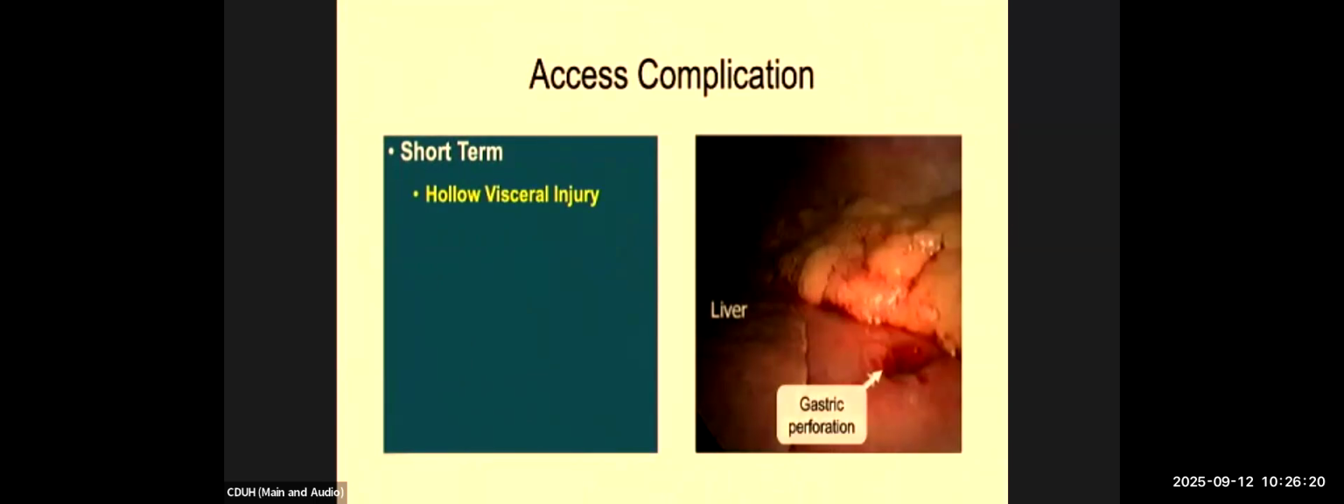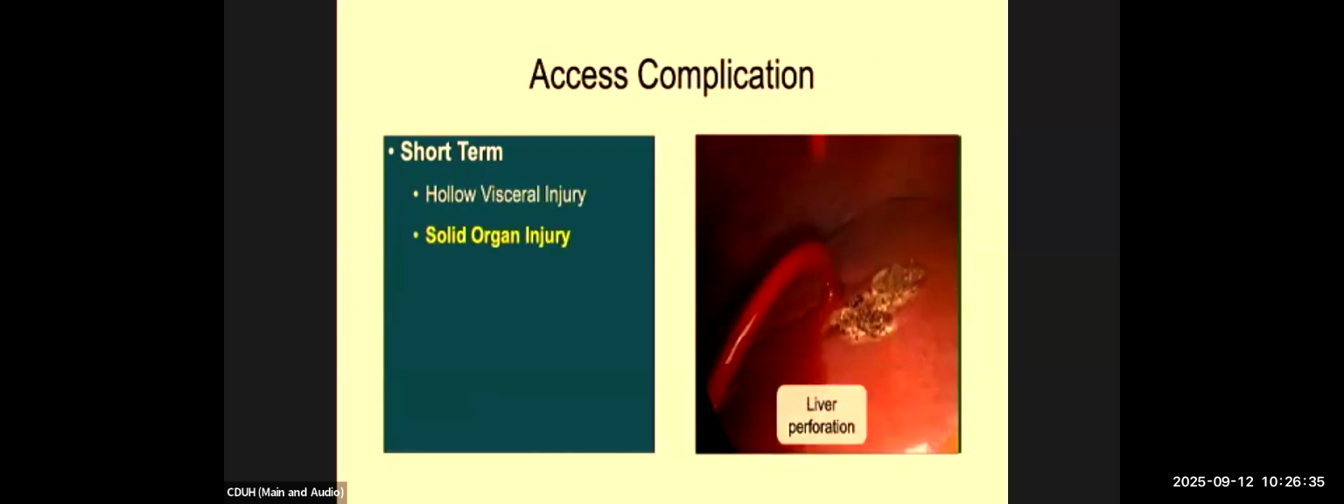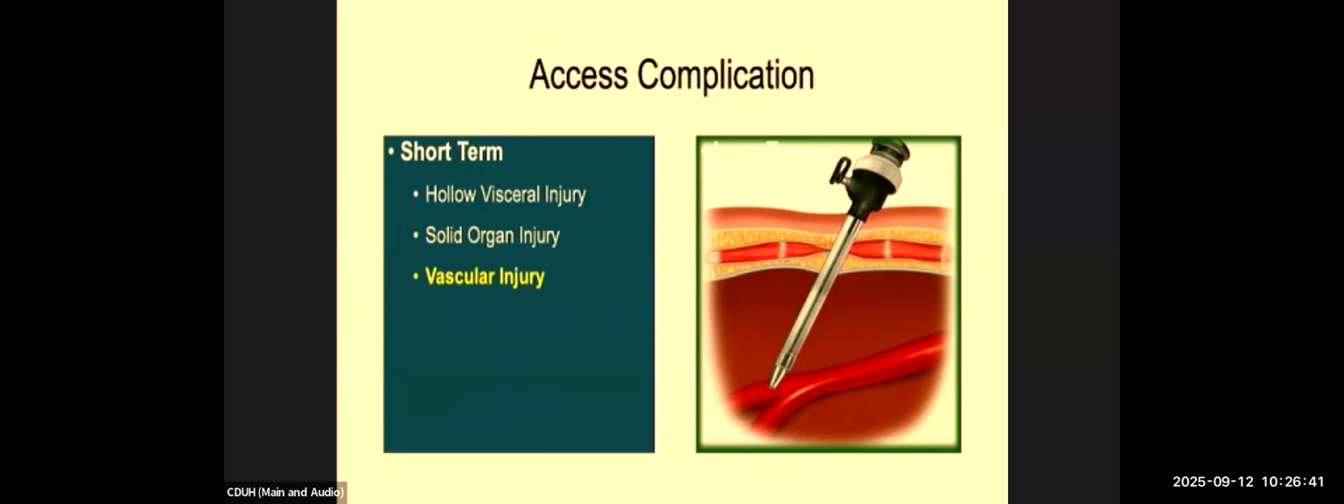All right. So next, we talk about complications of laparoscopic access. For short term, we can have a hollow visceral injury, like this one shows you the gastric perforation or bowel perforation. You can see the port is being inserted into a bowel. Next is solid organ injury. You can see the port has entered and injured the liver, where it's bleeding.